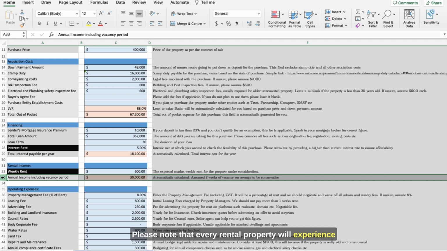Please note that every rental property will experience some vacancy period in the long run. And just because the rental market is very tight now, we can't just assume that will be the case always. So, for a property that is situated in a well-selected suburb, it shouldn't be vacant for more than 2 weeks a year on average. And hence, the annual rental income calculated is for 50 weeks instead of 52.